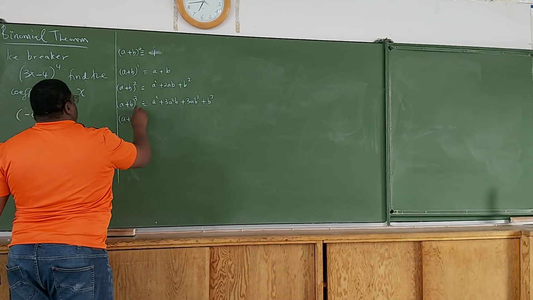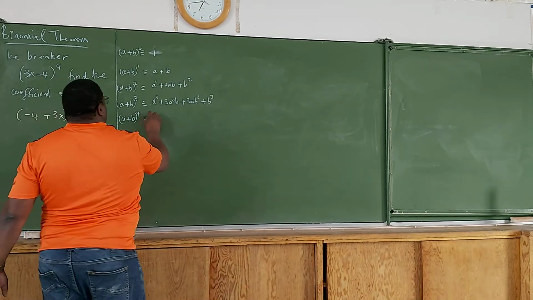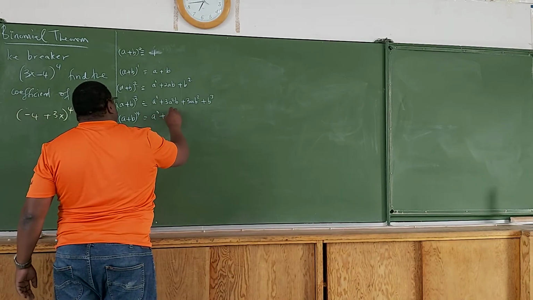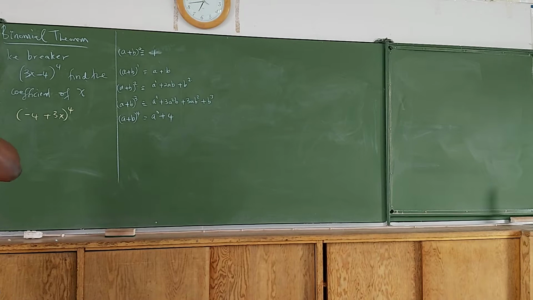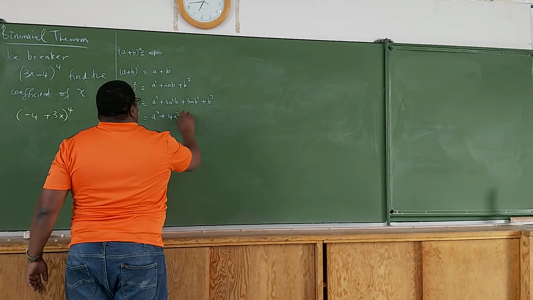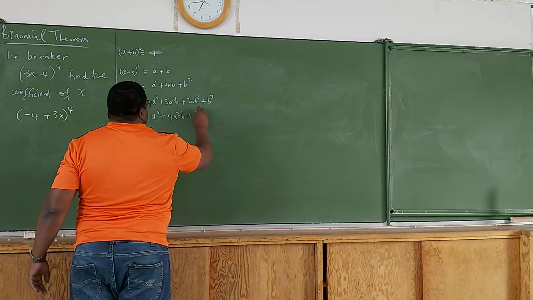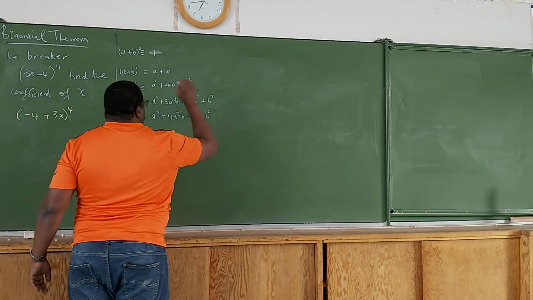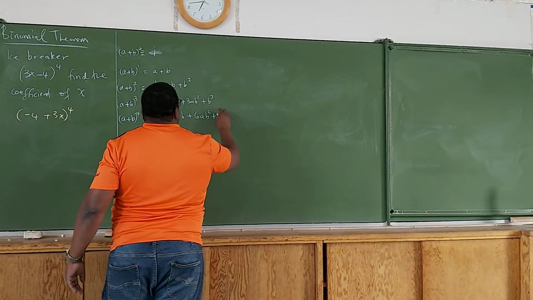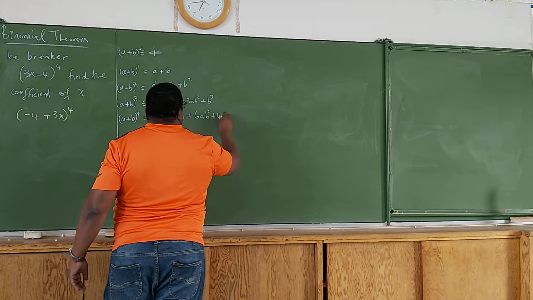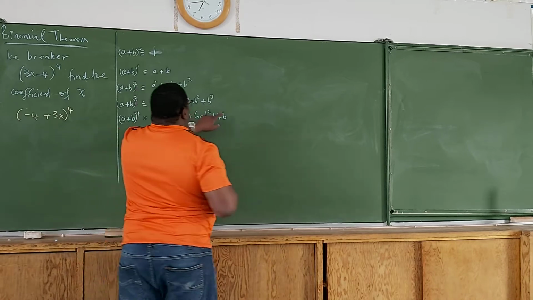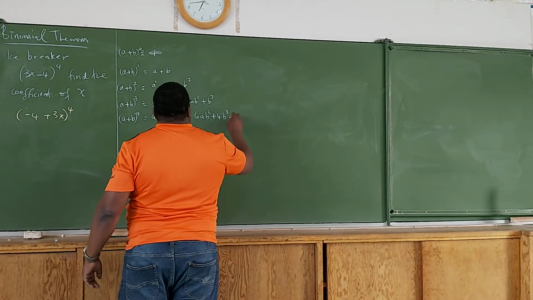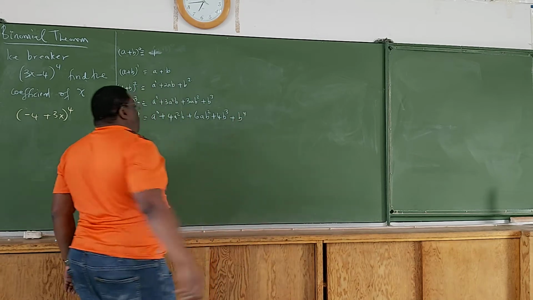(a + b) raised to the power 4. Okay, so that's going to be a to the 4th. I always know there should be a 4, there should be a 3, there should be a 2. I always know the next thing should be a 4. So that one is 1, 4, 6, 4. Right? 1, 4a cubed b plus 6a squared b squared plus 4ab cubed, and then plus b to the 4.